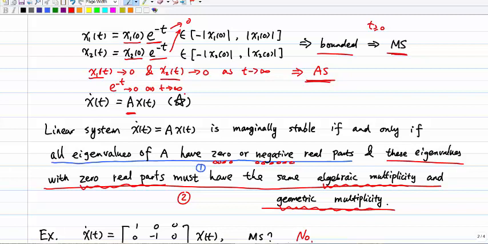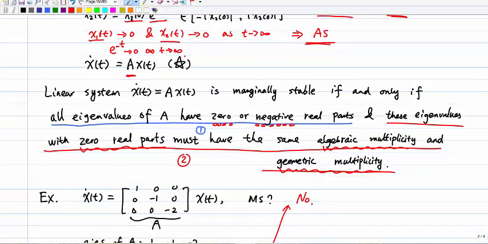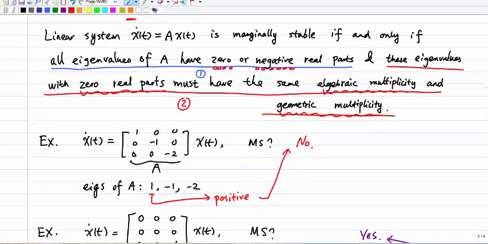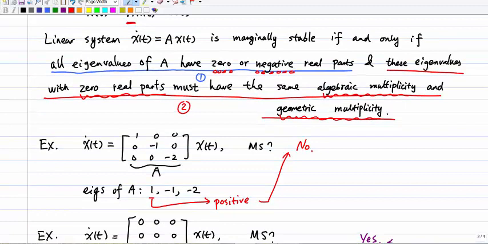Now let's take a look at an example of how we can use these conditions to verify a system is marginally stable. The first example is x dot t equals the matrix [1 0 0; 0 -1 0; 0 0 -2] times x t. We want to verify whether the system is marginally stable or not. This matrix is pretty straightforward. It's A, a diagonal matrix, so it's very easy to compute the eigenvalues.